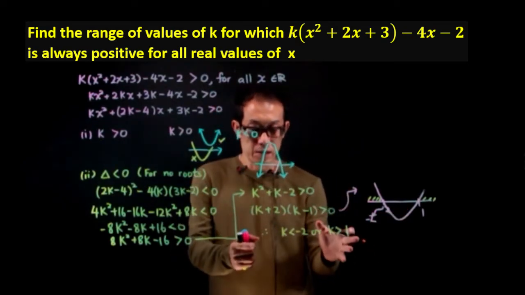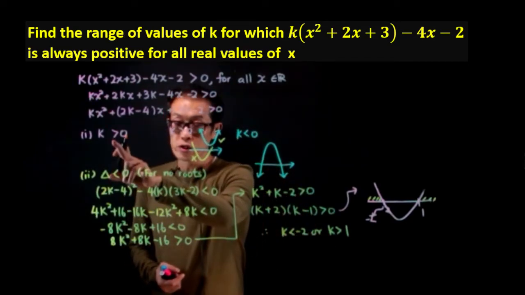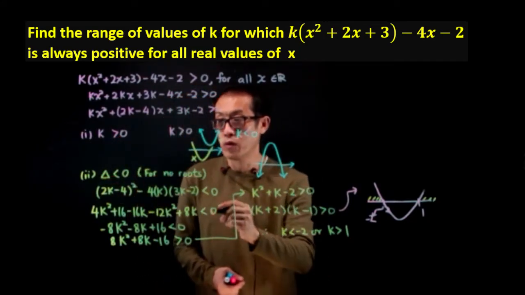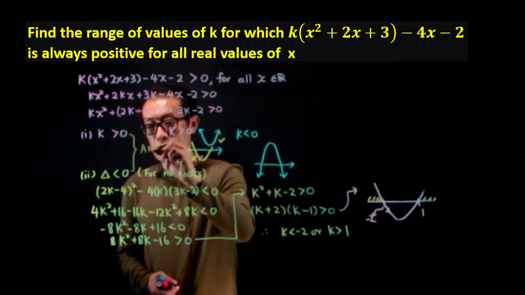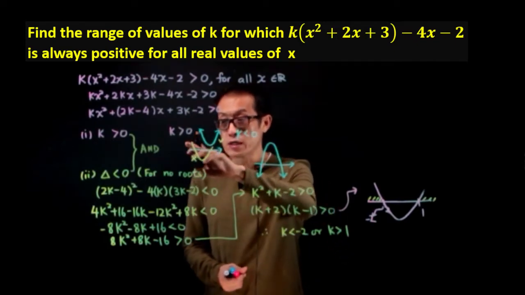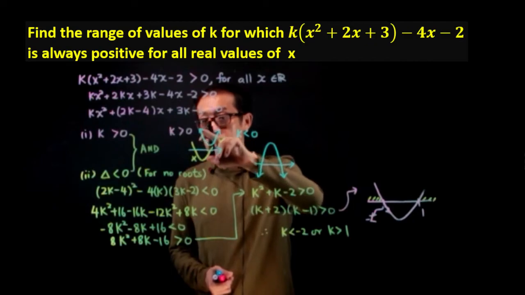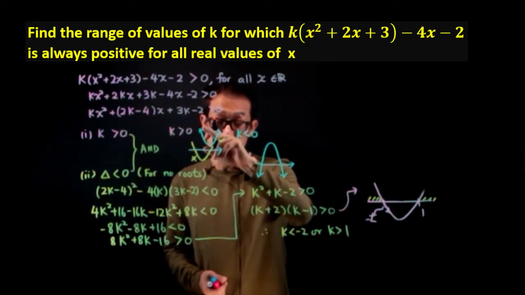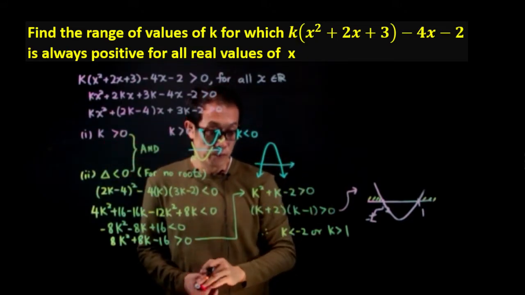Now, this is not your final solution. For your final solution, you must satisfy your condition 1 as well, because this is an AND condition. You must satisfy both conditions because you want the graph to be always above the x-axis. So it must not have roots. And the other condition is the shape of the graph must be this. So k must be greater than 0.